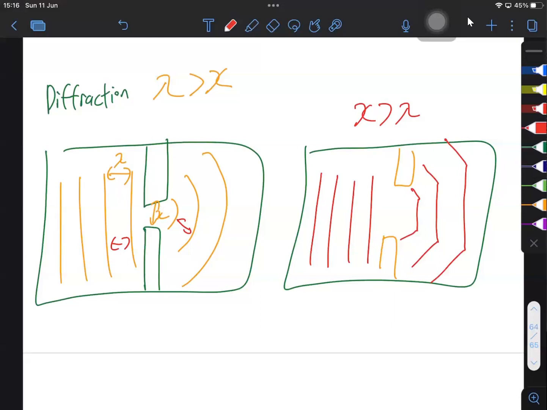Okay, boys and girls. Taller than the gap, what do you mean? No, like this scenario. What do you mean? Like this? It doesn't matter, it's wavefronts only. Yeah. It doesn't matter. Okay, understand?